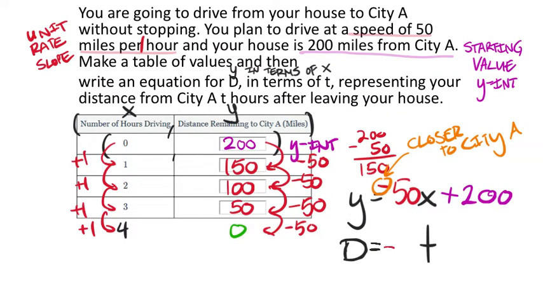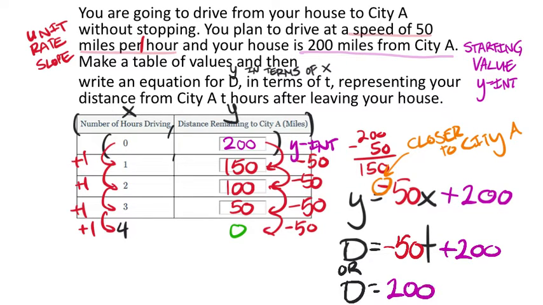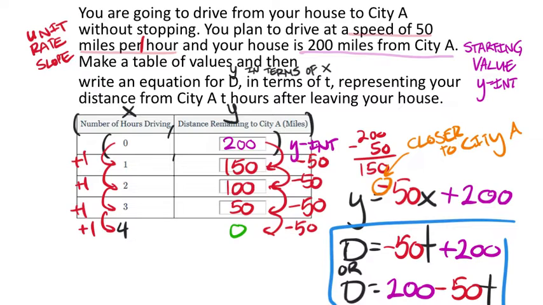So then we just plug in the two values. We had a negative 50 slope or rate, unit rate there, and then a 200 miles away from city A. Now some students, even at this point, they prefer to say, look, I'd really like to just start at 200 miles and then take 50 miles away every hour. Both of these are good. So on the assignment, whether you put this one in or this one, you're good. It'll give you full credit.